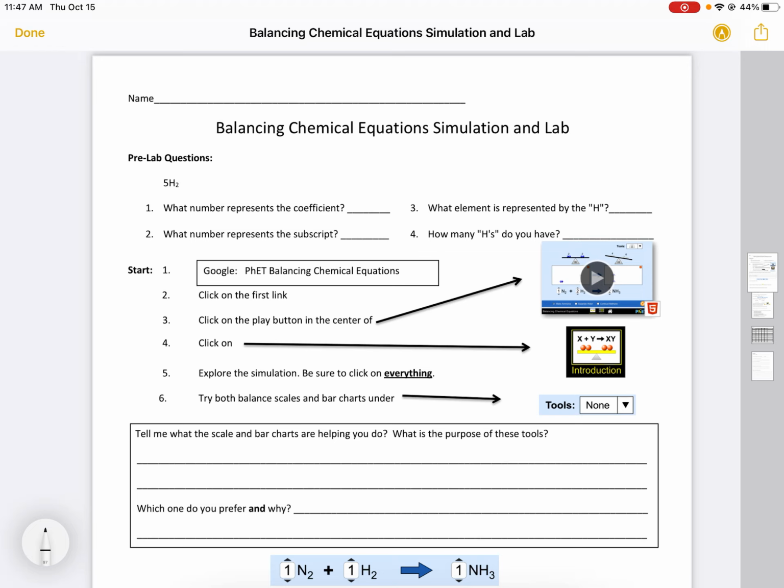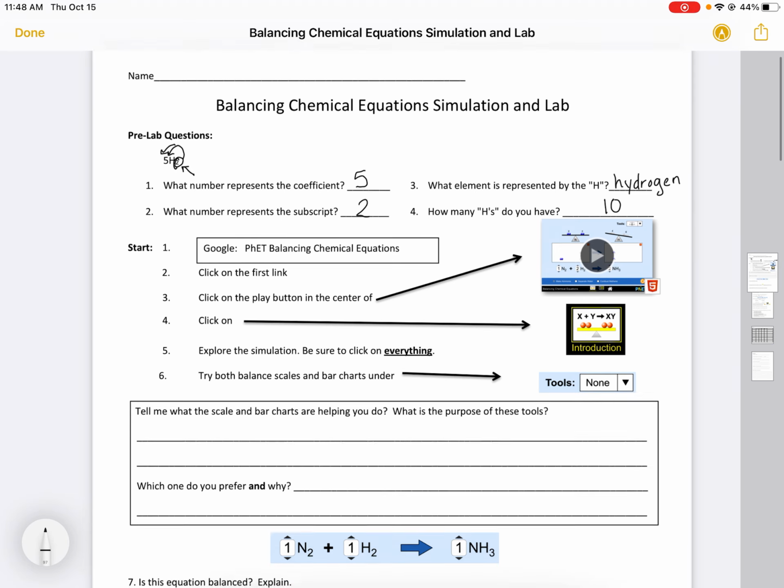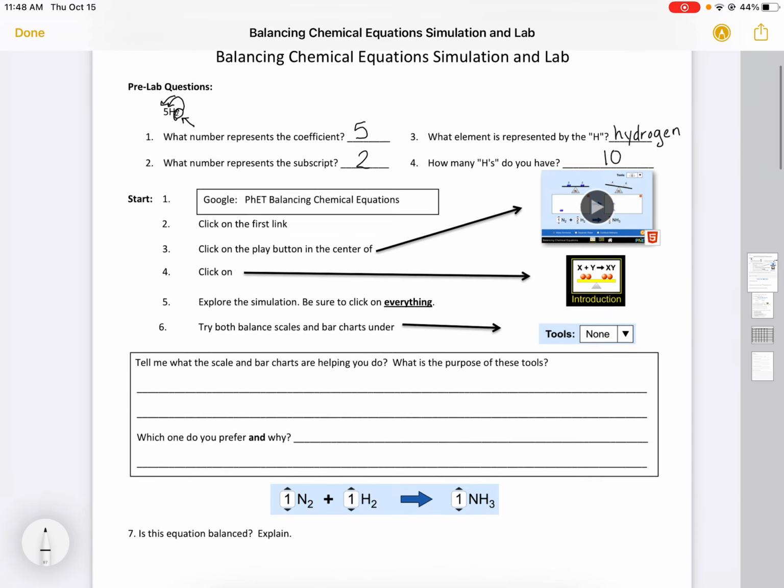So when it says what number represents the coefficient, remember that that's the number in the front here. So in this case, that would be a 5. And then when it says what number represents the subscript, that would be this 2 here, the number at the bottom. Then it asks what element is represented by the H. So H, we should all know by now, that is hydrogen. And then it asks how many H's do we have? So we take this 2 and we multiply it by the 5 out front to tell us that we have 10 hydrogens total.